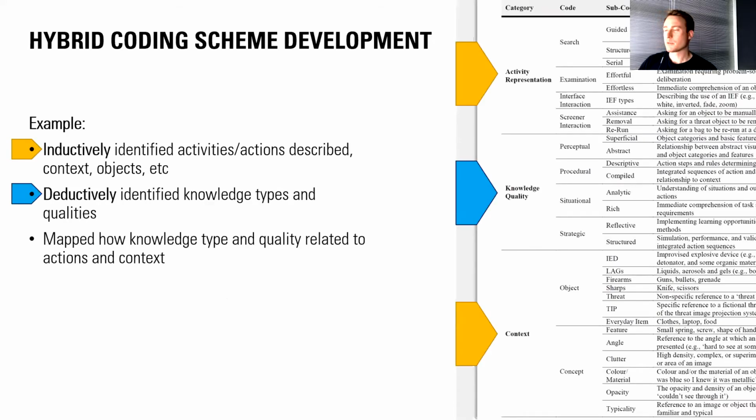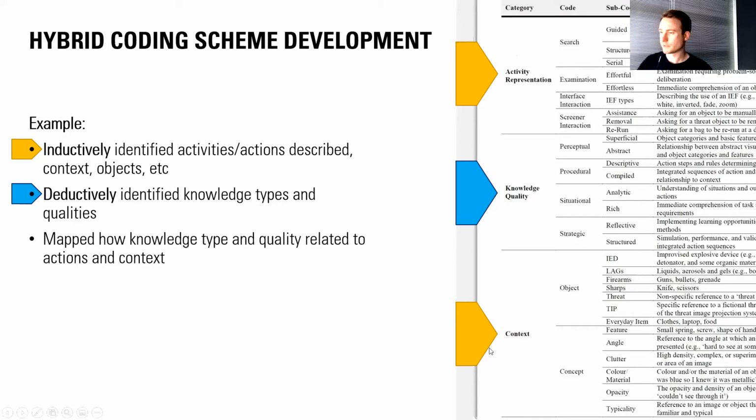Okay, so this is an example of a deductive hybrid coding scheme. So I showed this just before, but I'll take you through this. This is again relating to some research I did with airport security. Basically, I was talking to security screeners about the activities they were doing, which is over here. They were telling me what they do on the job: searching for objects, examining images, using the interface, talking to other security screeners.